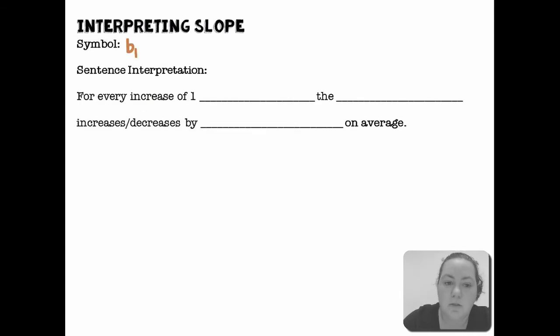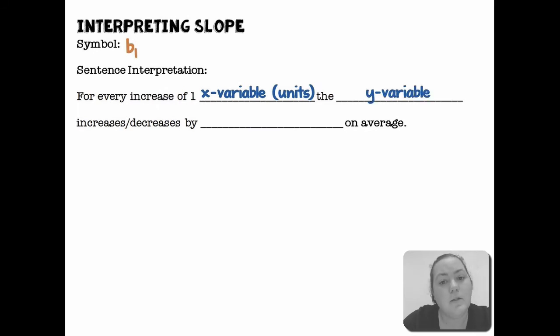Interpreting slope. So the symbol for slope is b sub 1. And so if you're asked to interpret slope, you would say something along these lines: for every increase of 1, whatever your x variable is with units, the y variable increases or decreases, depending on if it's a positive or negative slope, by whatever your slope units are on average. So you want to make sure you're saying on average. Remember, slope is the average rate of change. Okay? And in AP Stats, you want to make sure that you're not saying things are definitive facts. On average, it appears, approximately. Okay?